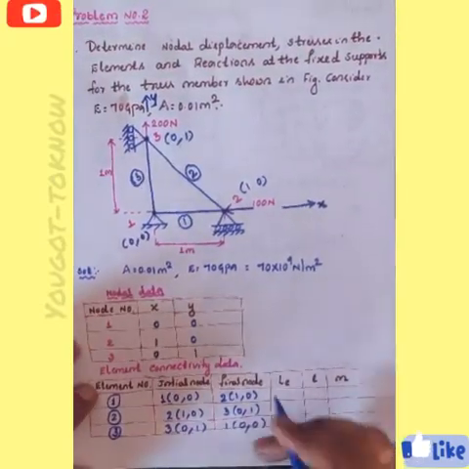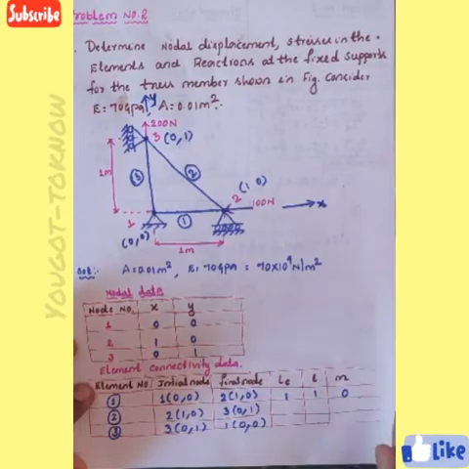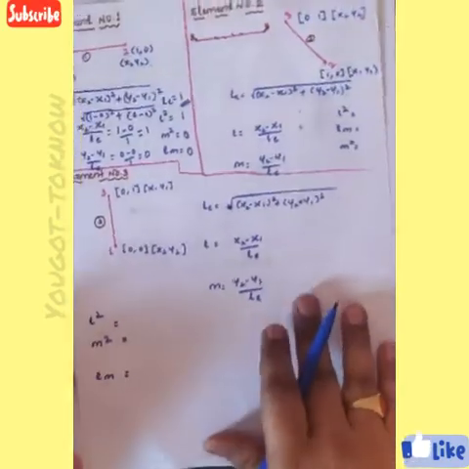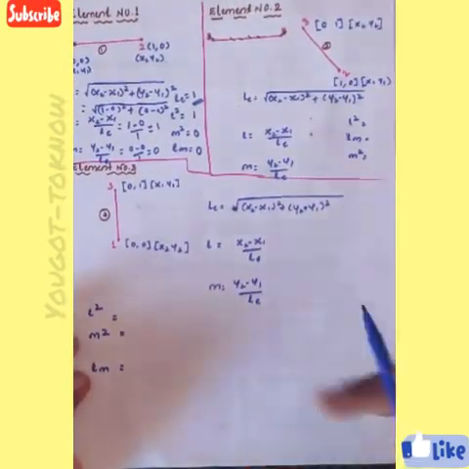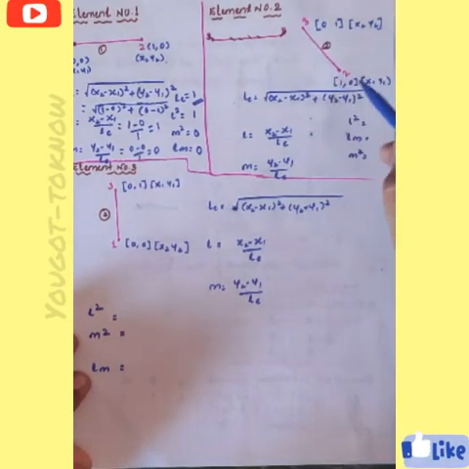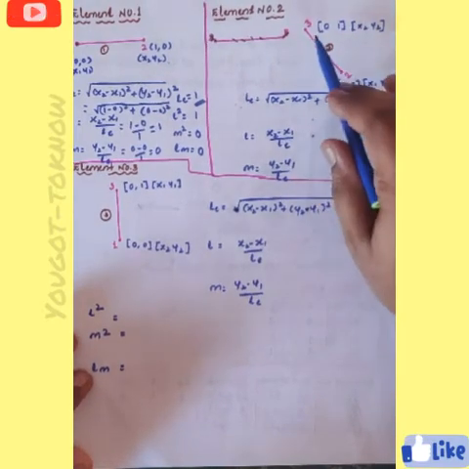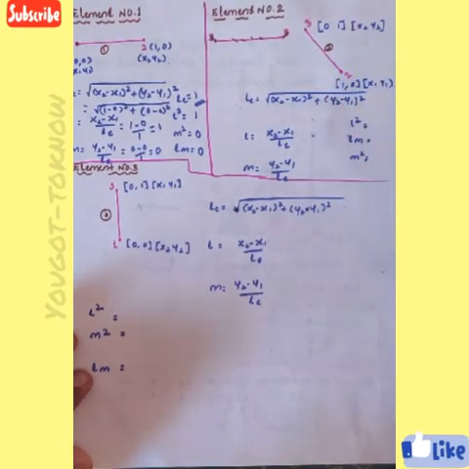The length of the first element is 1, L is 1, M is 0. That first element is over. Now similarly take your second element. Now observe which is the initial node. For the second element, the initial node is 2 and the final node is 3. That means x1, y1 will be node 2 and x2, y2 will be node 3.